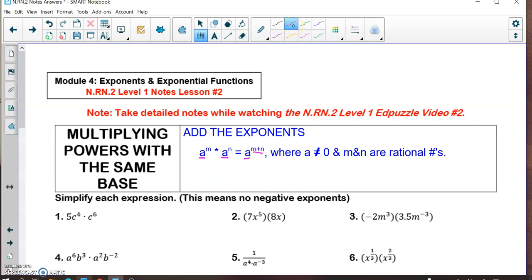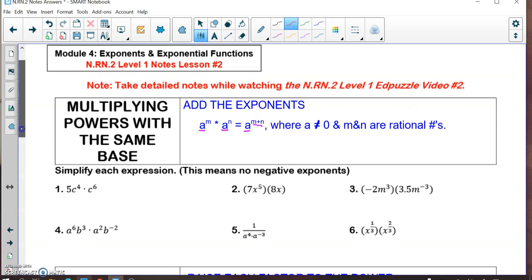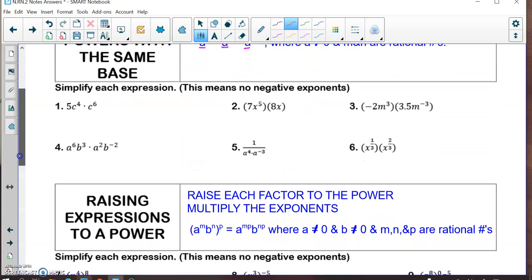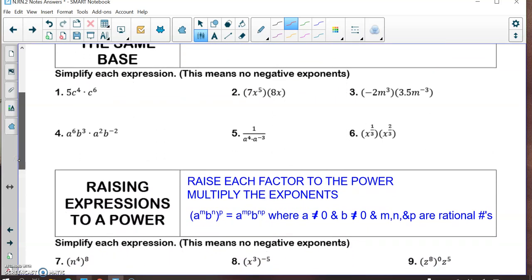And then remember our other rule: if 0 is the exponent, then your value is just 1. And if you have negative exponents, what are you going to do? All right, so we're going to simplify each expression. This means no negative exponents.